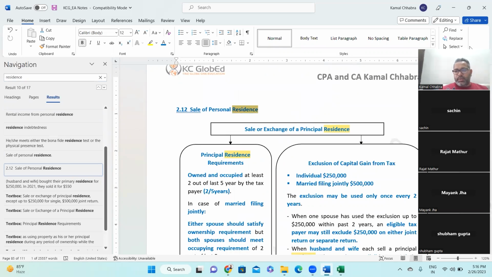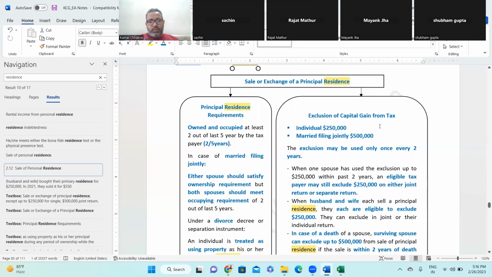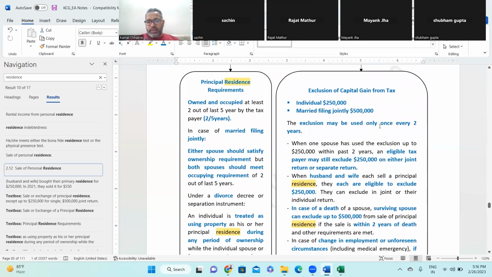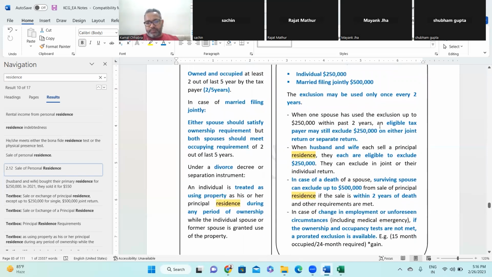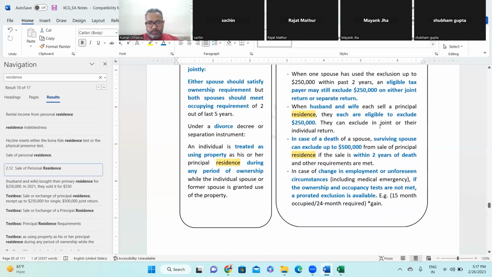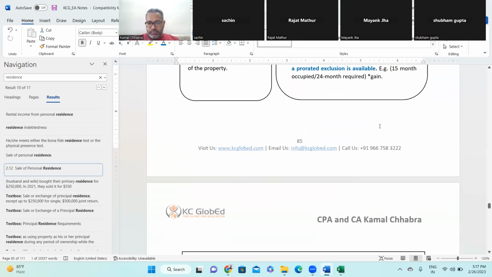Here we started with the sale of a personal residence, the principal residence owned and occupied at least 2 out of 5 tax years. In the case of married filing jointly, the exclusion from capital gain tax is 250,000 for an individual and 500,000 for MFJ. The exclusion may be used only once in every 2 years. When husband and wife each sell a principal residence, the individual is treated as using the property. Very confusing.